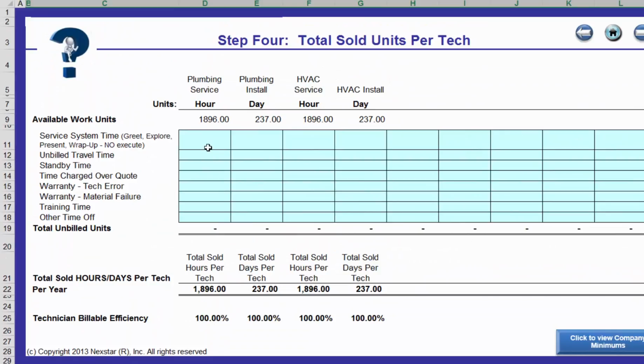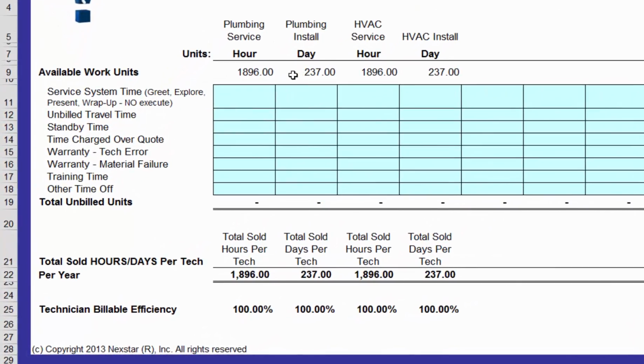Alright, so here's how you set up your efficiency. You start off with this line right here. This is available work units. So hours are in the service department and days are in the installation department. Based off of the 20 days per vacation and holiday and sick days paid, plus the 3 days that you don't pay for, if you remember that, you end up with 237 days. Well, that translates into 1,896 hours because it was 2,080 hours. All right? So that's how you end up with these available work units.